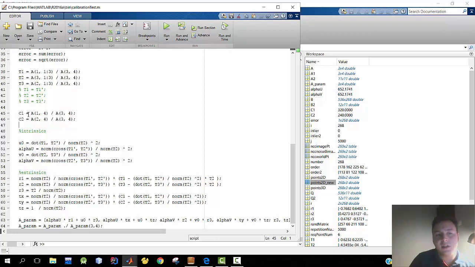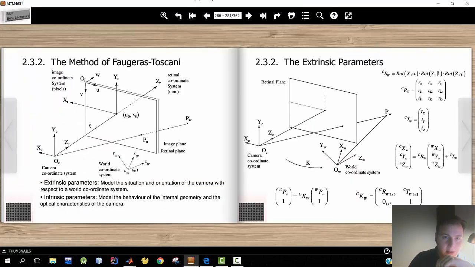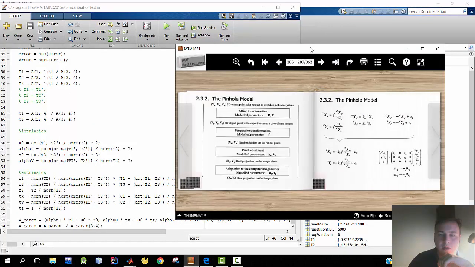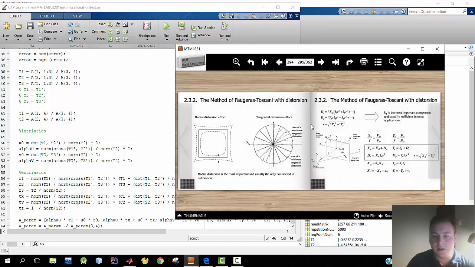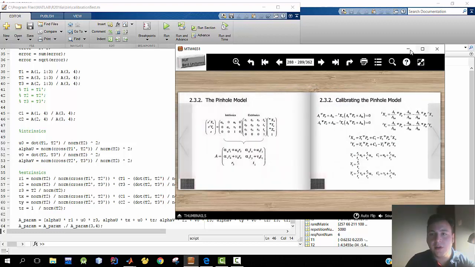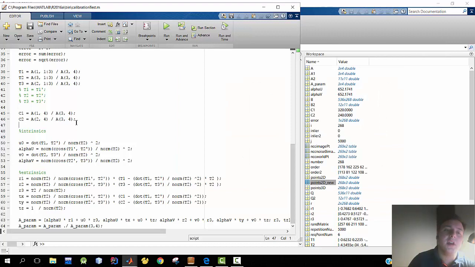These are from the pinhole model, as we can see here. We have to estimate and construct these T1, T2, T3, C1, C2, because we are going to use the pinhole model formulas to determine what the camera parameters are.